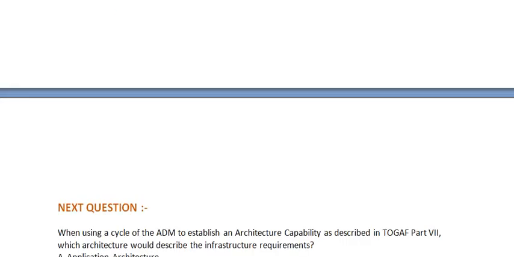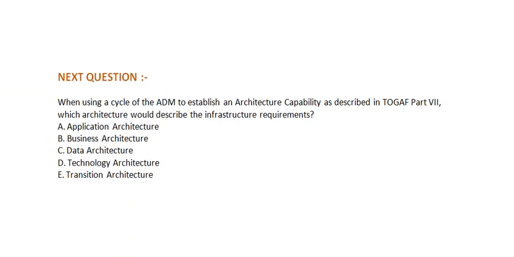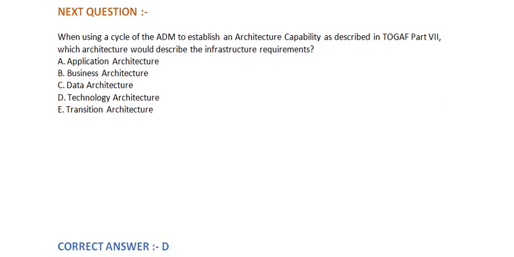Today's questions are: when using a cycle of the ADM to establish an architecture capability as described in TOGAF Part 7, which architecture would describe the infrastructure requirements? Option A, application architecture. Option B, business architecture. Option C, data architecture. Option D, technology architecture. And option E, transition architecture. The correct answer is option D.